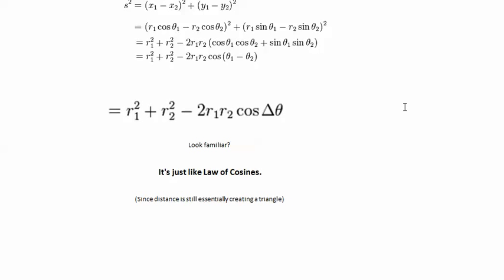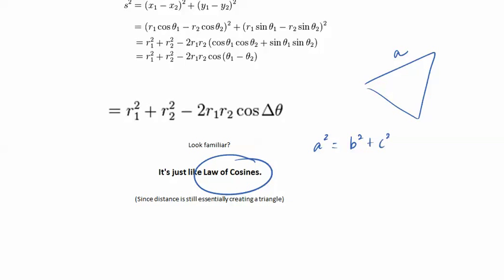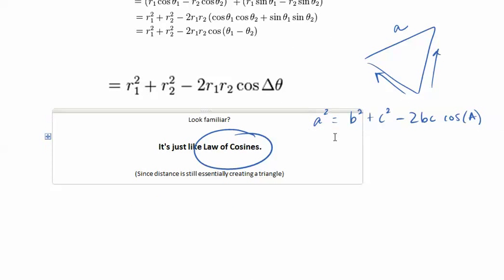So this should look familiar to you. This looks just like the law of cosines. If we had some a squared that we were trying to find, which would be some part of our triangle, we would do b squared plus c squared minus 2bc cosine of that angle a. This is exactly the same thing, except now we have some r, some distance 1, and some r, some distance 2, and we're looking at the theta between those two. So that's how you do the distance formula for polar coordinates.